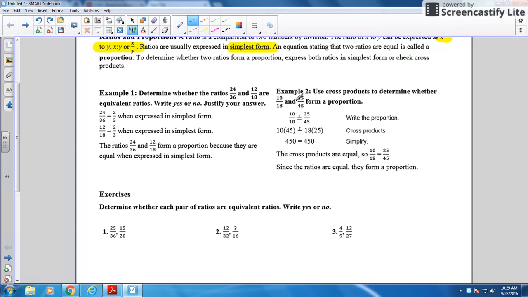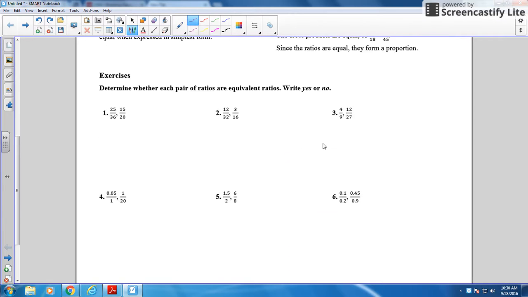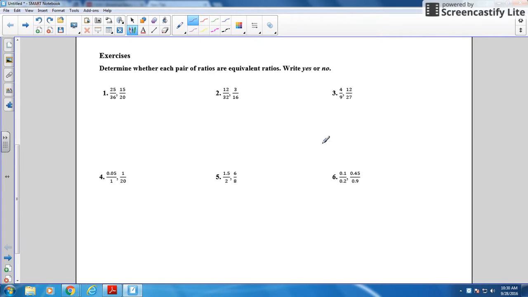In the second example, we're going to use cross products. So when we set it up like this, 10/18 and 25/45, we're going to cross multiply. So we're going to do 10 times 45, and then we're going to do 18 times 25 and see if those equal. And since they both equal 450, indeed they are equal. Okay, so go ahead and try those 6 questions to see if you can determine whether they are equal or not. And we'll check those answers in class tomorrow.